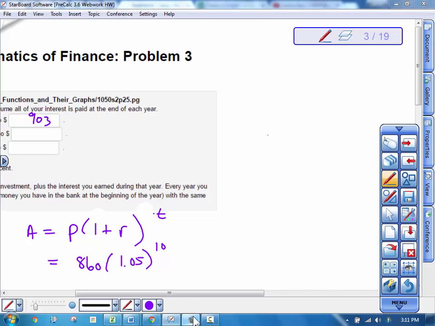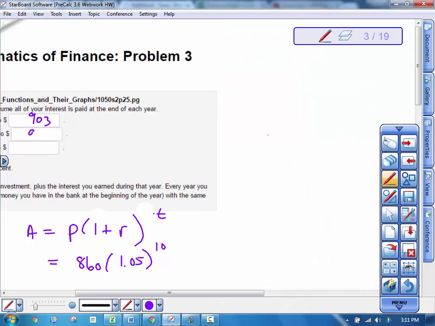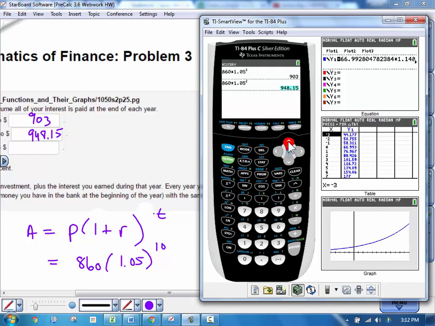If you do that, you get the answer 903. And what's nice is, once you plug that in your calculator, you can go up and grab it again, and just change the exponent to 2 and hit enter. Do the same thing. So that's 948.15. And then same thing, go up, grab it, and change the exponent to 10. And that gives you 1,485 and some cents.